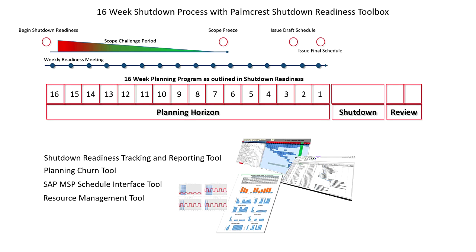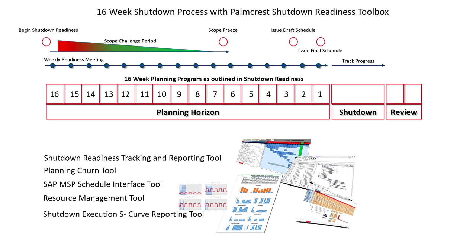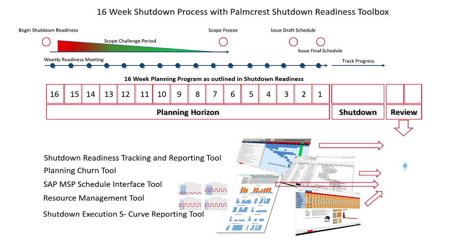Once we approach the shutdown event itself, the other tools that come into play are the Shutdown Execution S-Curve reporting tool. This tool clearly outlines the critical path and determines what risks are happening during the shutdown with safety, tooling, people and equipment. Once we have all of these reports in place, they all seamlessly transfer data to the opportunity to review, where we can close out, analyze, challenge, improve and optimize the work that we've already carried out, thus being able to implement it for future shutdowns.